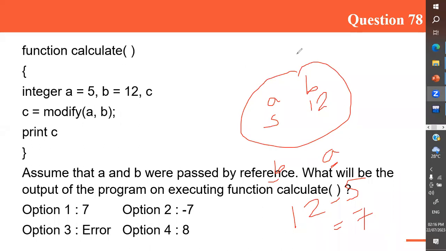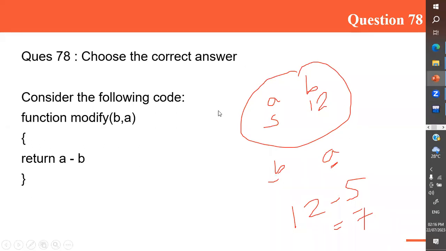B minus A or A minus B? A minus B, dear. Modify function as A minus B, not B minus A. In this case, modify is not always a difference. They have written it manually. Here, modify is nothing but A minus B is what they have written. They can write anything within.